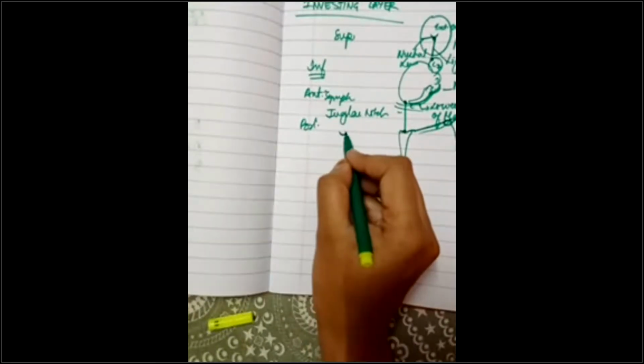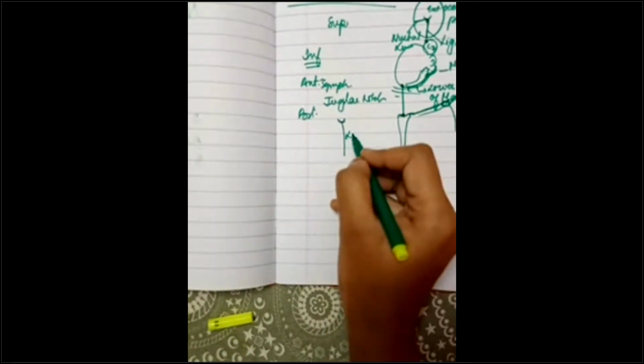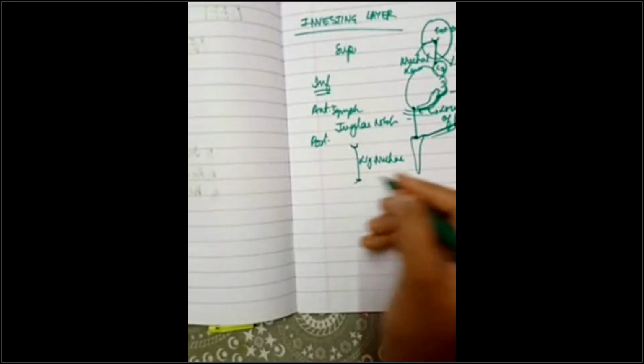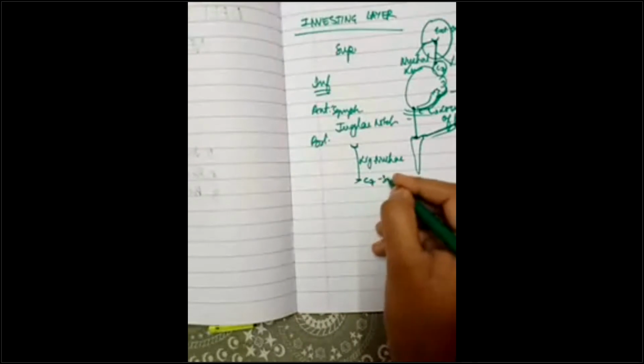So from where? From your external protuberance, then you will have ligamentum nuchae, then the C7 spinous process.